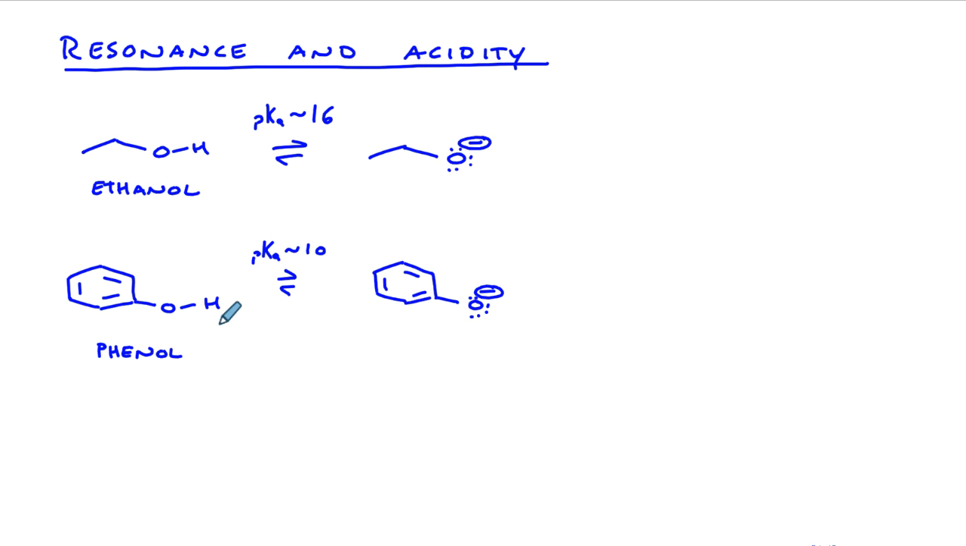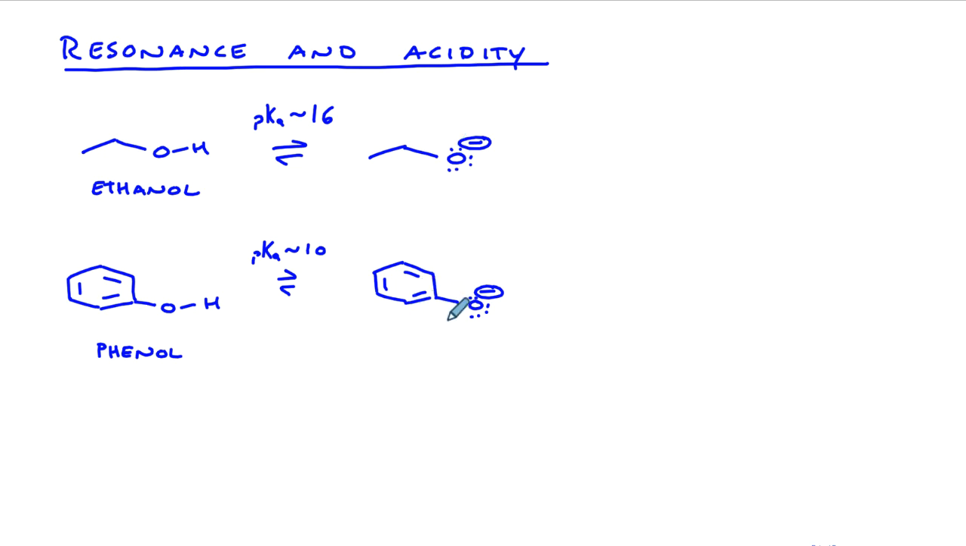I'm assuming that you stopped the video and gave this a try. Let's look at this a little further. So if we're talking about resonance, consider ethanol up here. In ethanol, on this side of the equilibrium and the ethoxide after deprotonation, no resonance is available to this molecule. But in phenol, resonance is available after deprotonation, especially.